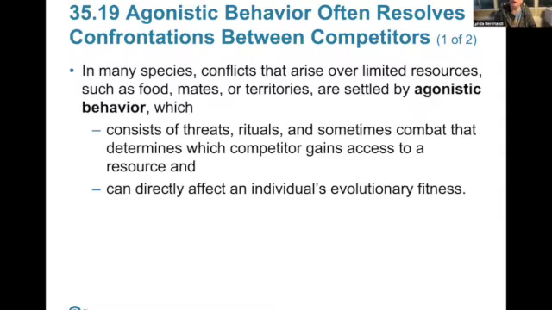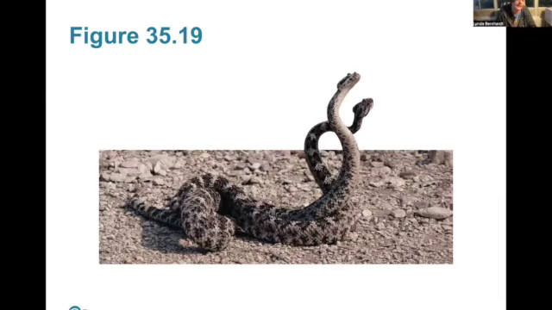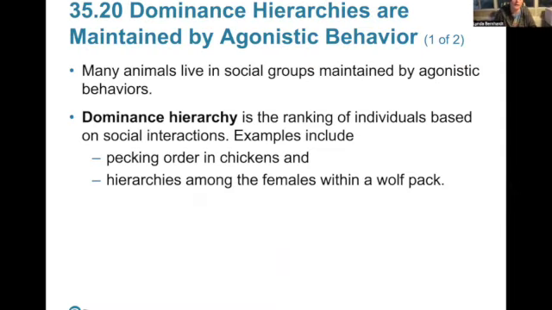Many species have a lot of conflicts over limited resources because only so many can be there. A lot of these will be settled by agonistic behavior. This can be a threat, a ritual, combat, a fight, anything. This is showing you a couple of snakes battling it out for a territory.